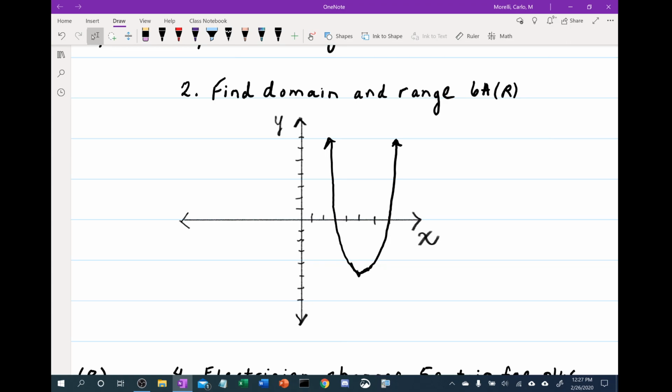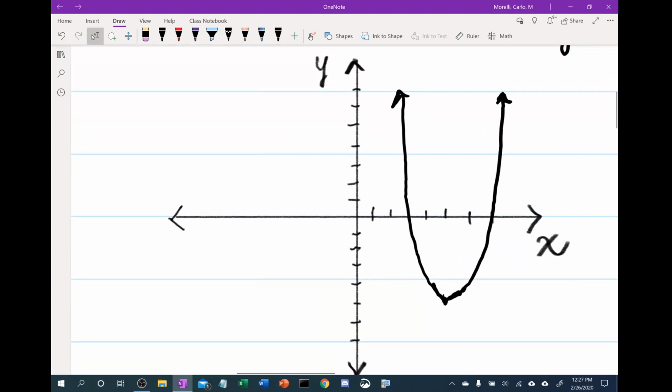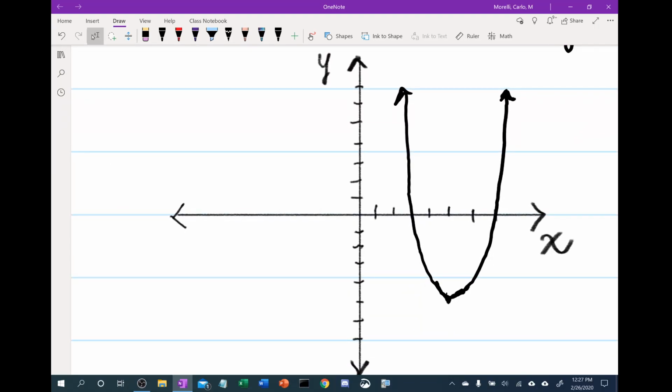Find the domain and range. Now, this is a quadratic function. Right away, we should take a minute and figure out what our important numbers are. For domain and range, we don't care so much about these numbers here. These are the x-intercepts. They don't matter for domain and range. Here's the point that really matters: the vertex. And it really matters, guys.